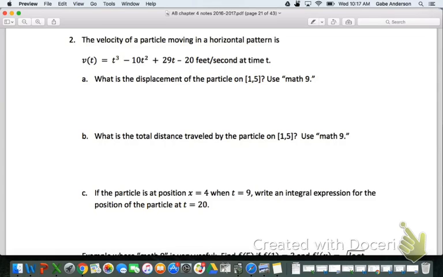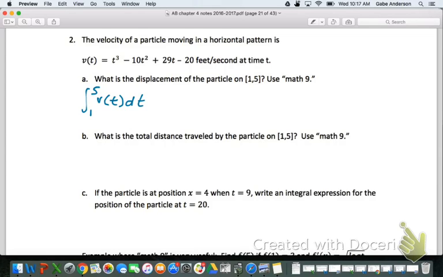From a setup perspective, here's what you need to have. Say for part A, it asks for displacement. So what you'd need to remember there is that displacement is the definite integral of velocity. So here's all you'd really need to write. If you wrote integral from 1 to 5 of v of t dt, you can write down what v of t is. You can put the whole t cubed minus 10t squared, dot, dot, dot. You can put that in there if you want. But since we already know what v of t is, if you just want to write integral from 1 to 5 of v of t dt, you're okay with that. That's totally fine.